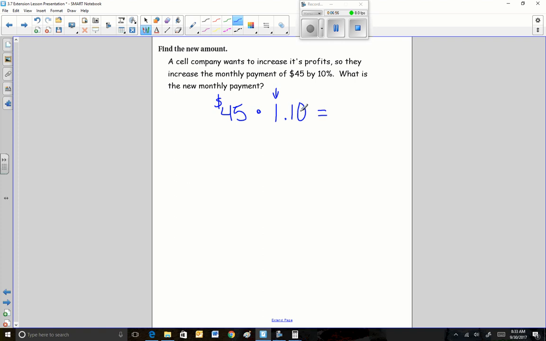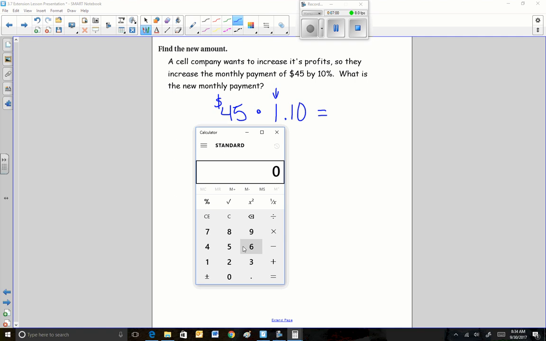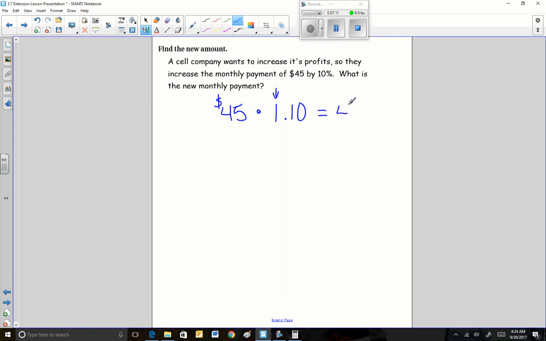So we grab our little calculator, and we have $45 and multiply it by 1.10, and you'll get $49.50. So now the new price is $49.50. All right.